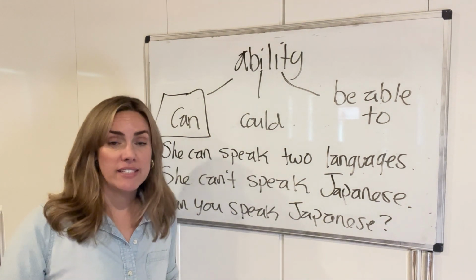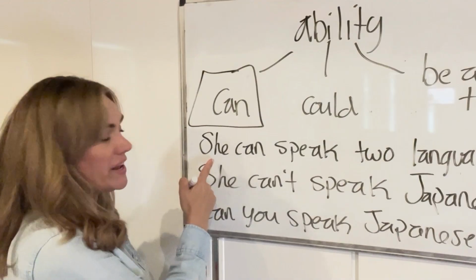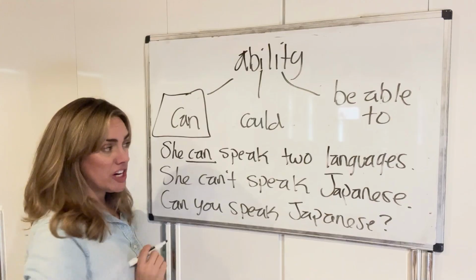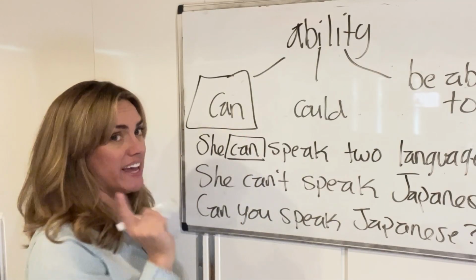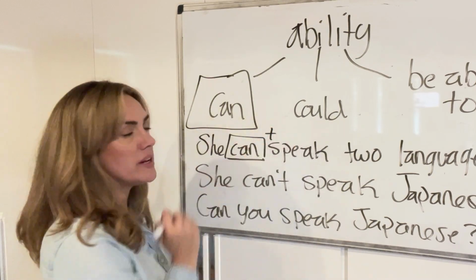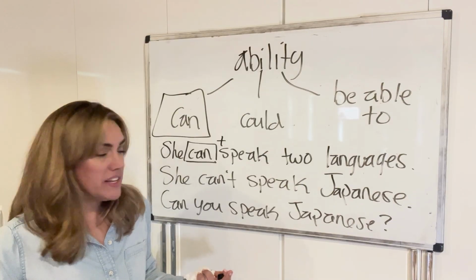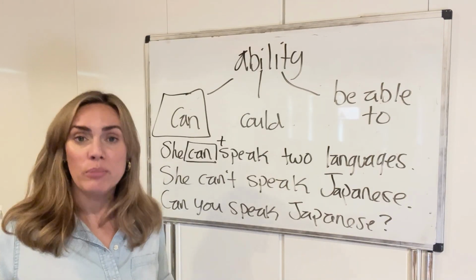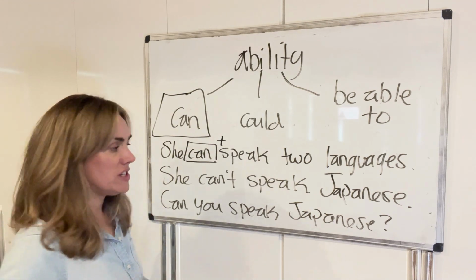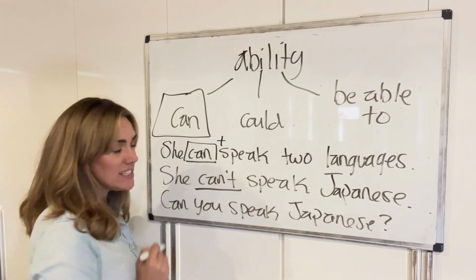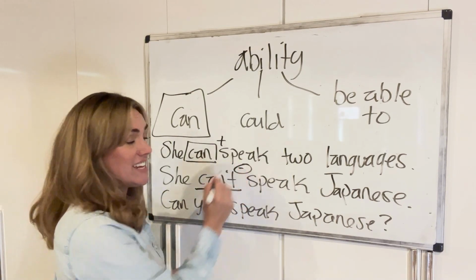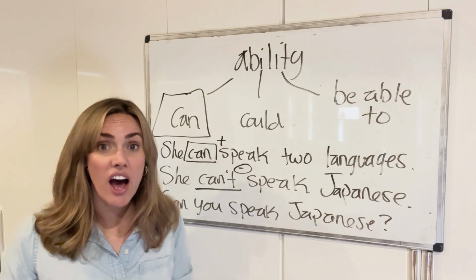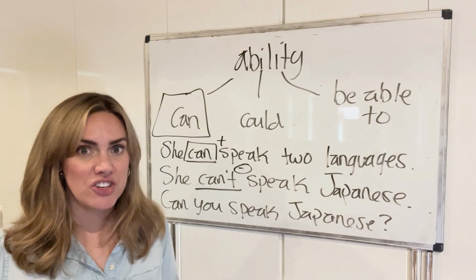Okay, so here's some examples with can. We have, she can speak 2 languages. She can. So this is an affirmative statement. It means she has the ability to speak 2 languages. She can't speak Japanese. Here, obviously, it's negative. That means she does not have the ability to speak Japanese.